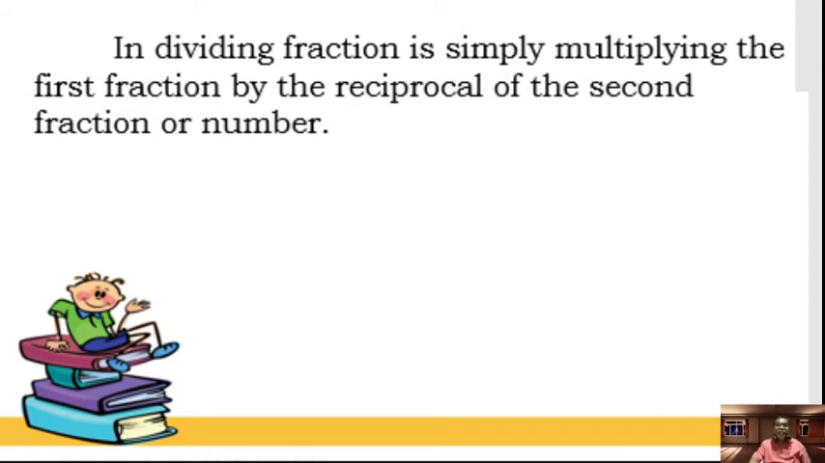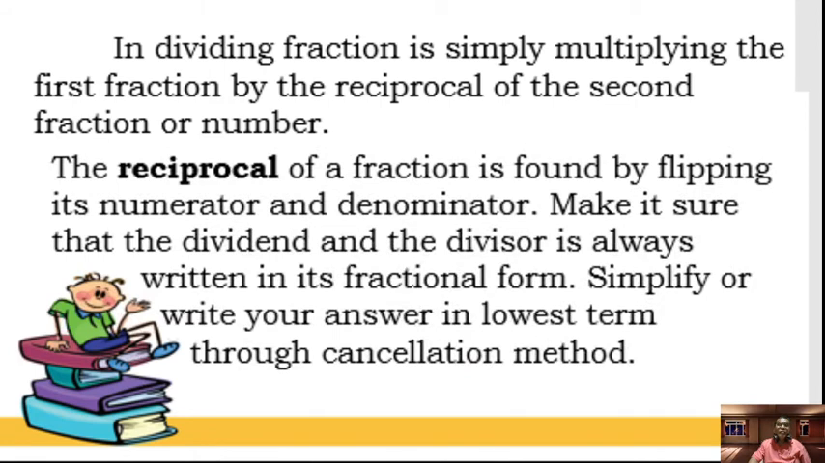Again, as I said a while ago, dividing fractions is simply multiplying the first fraction by the reciprocal of the second fraction. Again, the reciprocal of a fraction is found by flipping its numerator and denominator. Make sure that the dividend and the divisor are always written in fractional form, and then simplify or write your answer in lowest term through the cancellation method.